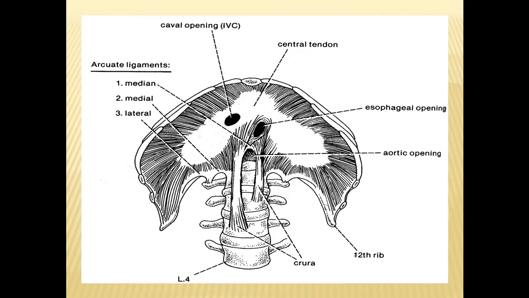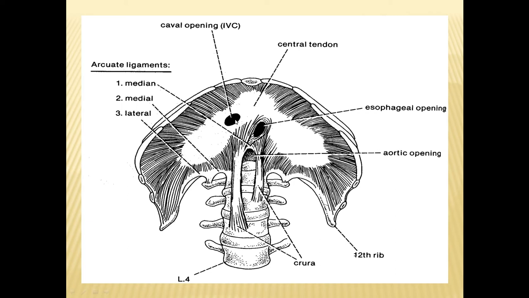One more slide you can see of the median arcuate ligament. So let's see the three ligaments: median, medial, and lateral arcuate ligaments. If you see carefully, this is the median ligament and below that is the aortic opening. Above is the esophageal opening, and you can also see the opening for the inferior vena cava. So this is about the origin of the diaphragm.